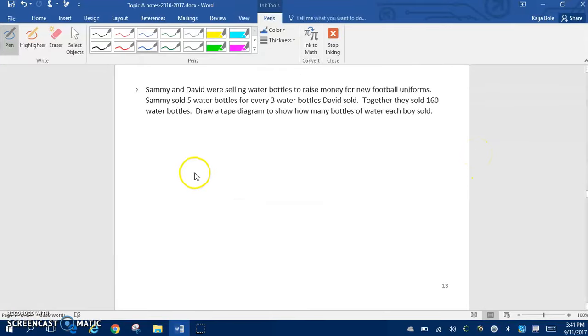Here it says Sammy and David were selling water bottles to raise money for new football uniforms. Sammy sold 5 water bottles for every 3 water bottles David sold. Together they sold 160 water bottles. Draw a tape diagram to show how many bottles of water each boy sold. So we've underlined the important numbers and labels here, so we're going to draw our tape diagram.